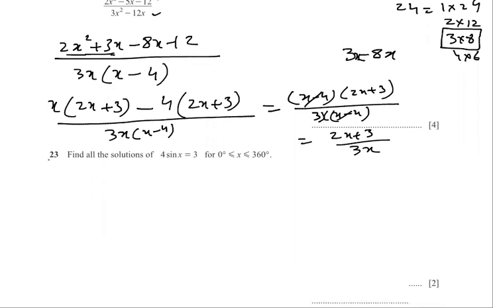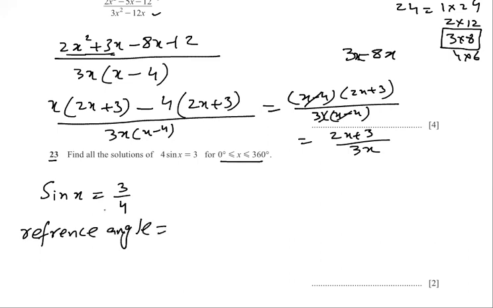Next, question number 23. Find all the solutions of this from 0 to 360. Whenever you have any trigonometric equation and you are asked for the solution of the trigonometric equation, what we should do, first separate the trigonometric ratio. Like sin x is equal to 3 over 4. Then take the reference angle, always our principal angle.